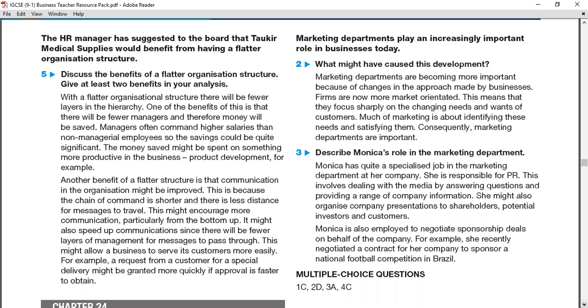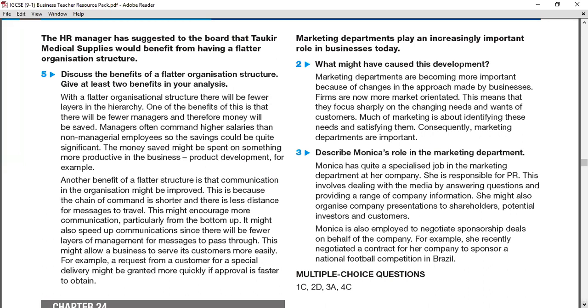Look at the second benefit. Another benefit of the flatter structure is that communication in the organization might be improved. Communication improved, yes, because in a wide span of control, layers are low, which means quick communication. If you have 4 or 5 layers, it will take some time to pass the message to the bottom. But if you have few layers, say only 2 layers, the top management can easily communicate the decisions to the bottom. So that's the ideology here. The second benefit, communication will be improved.